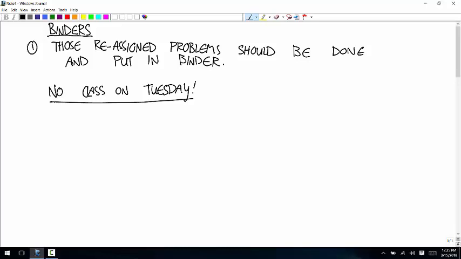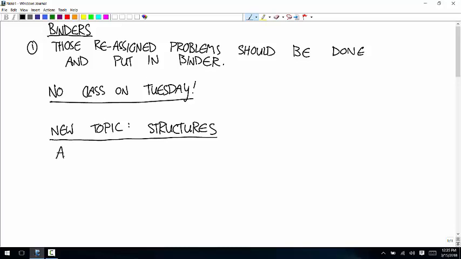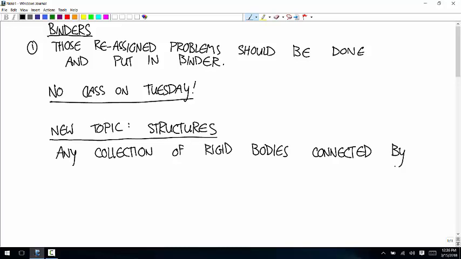All right, any homework questions? Okay, so now we're going on to the next topic, which I would say is probably the main defining topic of this class. Structures. A structure is any collection of rigid bodies that are connected by joints that are in static equilibrium.